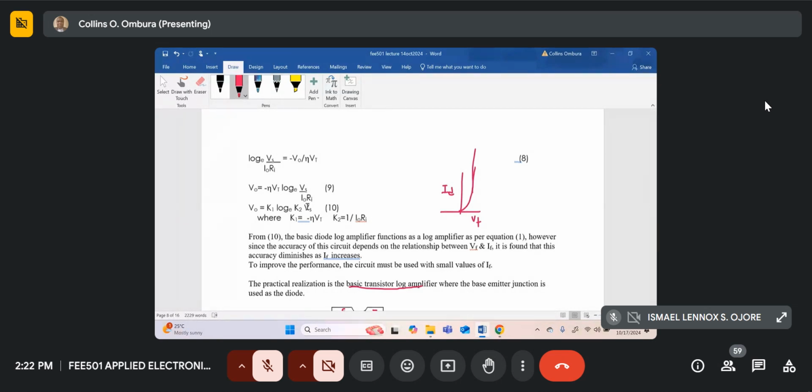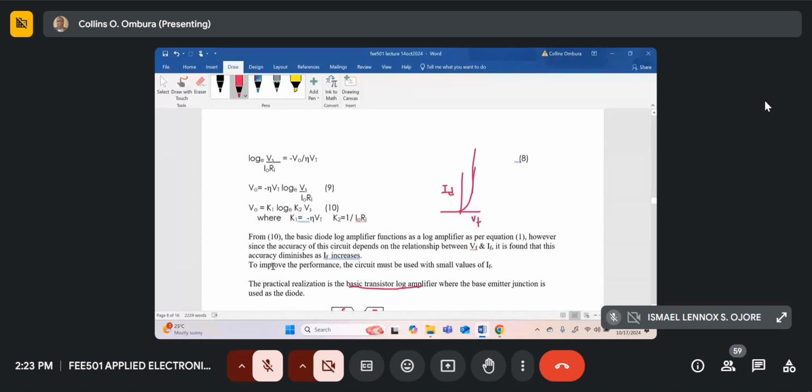Now I've given some more information over here that from 10, the basic diode log amplifier functions as a log amplifier as per equation 1. That was our definition of a log amplifier. However, the accuracy of this circuit depends on the relationship between Vf and If, and this is found to be less accurate as If increases. So in order to get an accurate computation, we've got to make If, the forward current passing through the diode, as small as possible.